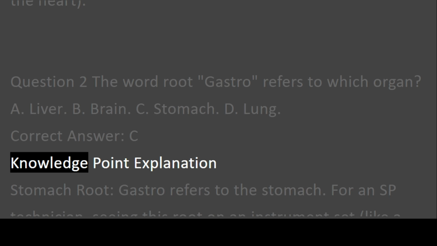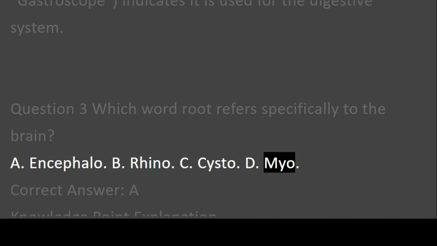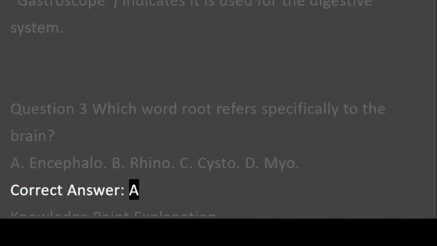For an SP technician, seeing this root on an instrument set, like a gastroscope, indicates it is used for the digestive system. Question 3. Which word root refers specifically to the brain? A. Encephalo. B. Rhino. C. Cysto. D. Emio. Correct answer, A.